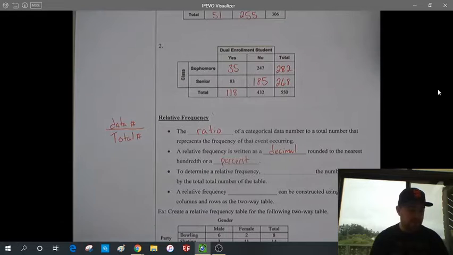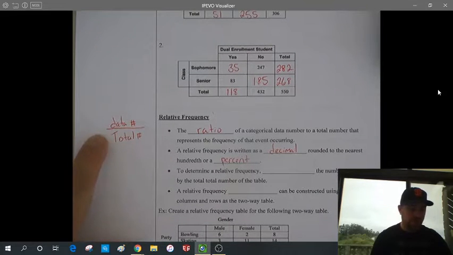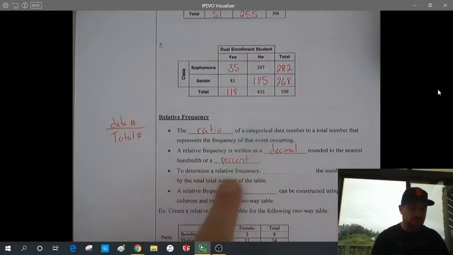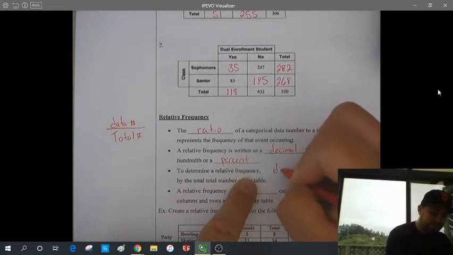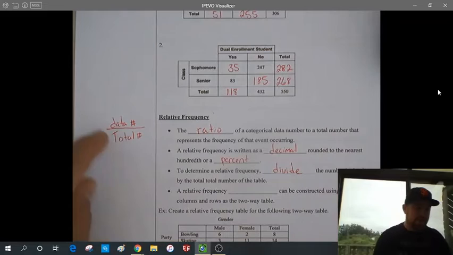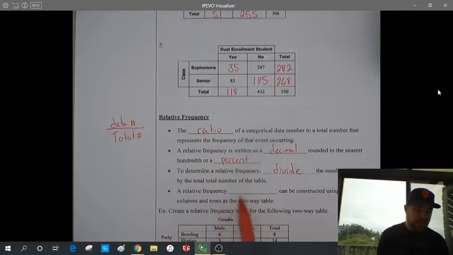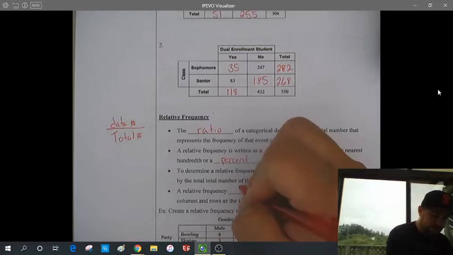But when you take the data number and make a ratio out of it over the total, if we want to turn that into a decimal, then to determine the relative frequency, we're going to divide. So we're just going to actually make that division of data number divided by total number. And by doing that, we can then construct what's called a relative frequency table.